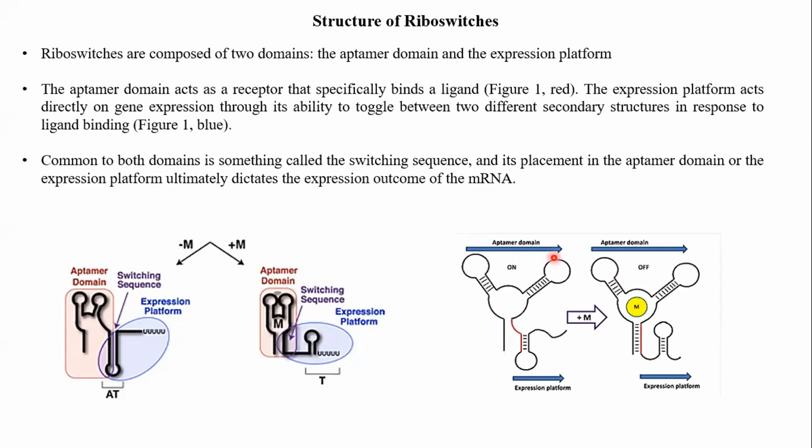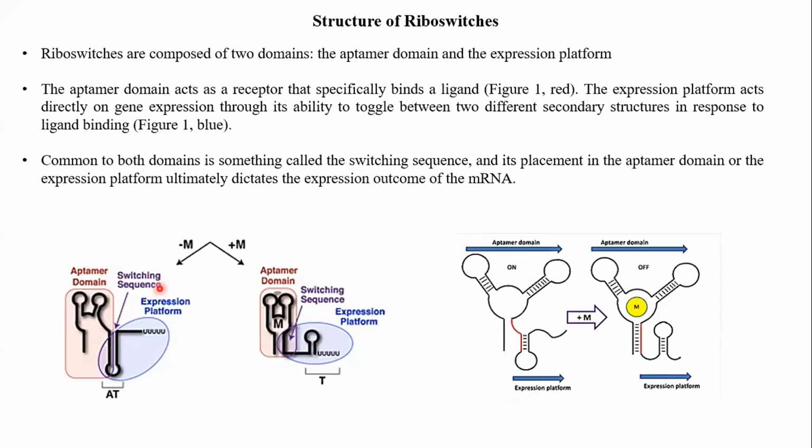This diagram is showing the same. This is the aptamer domain, and you can see the binding is shown properly. This M is binding to this aptamer domain and the expression platform expresses itself. This is the M minus condition. When the M plus metabolite is present, then it forms this structure. This is termination.